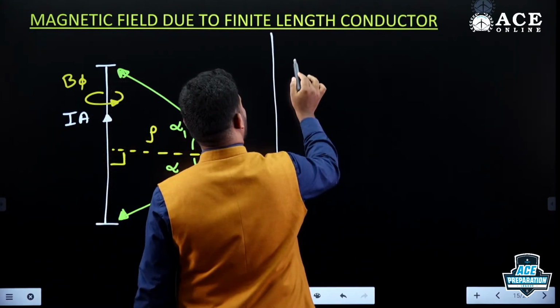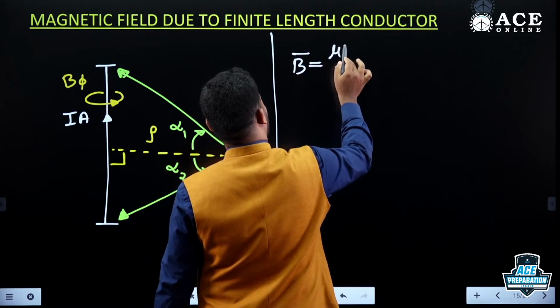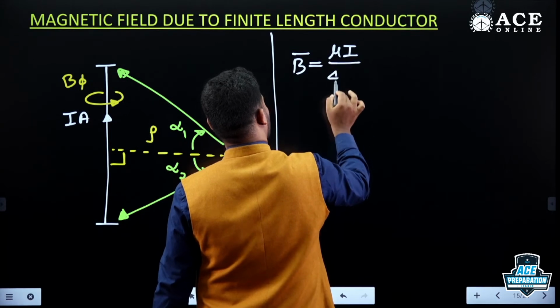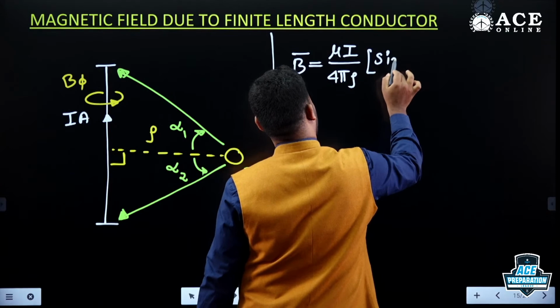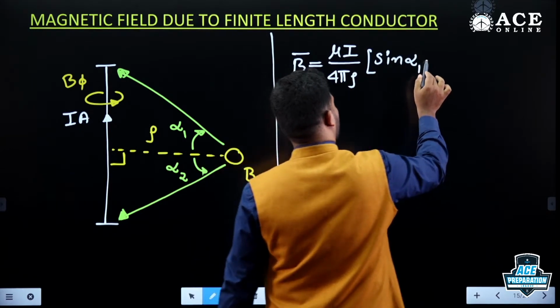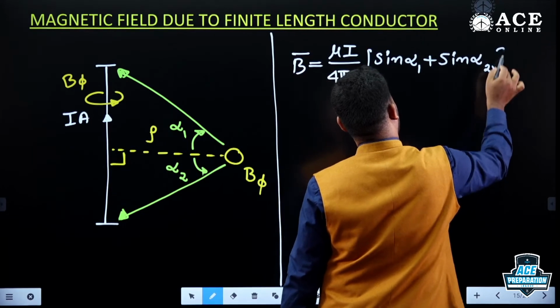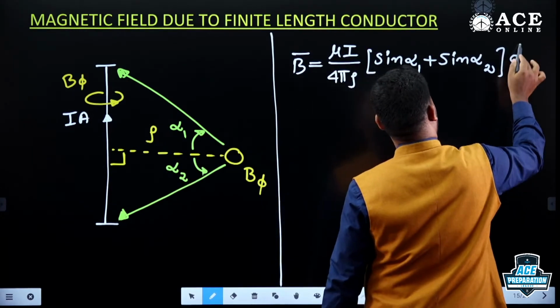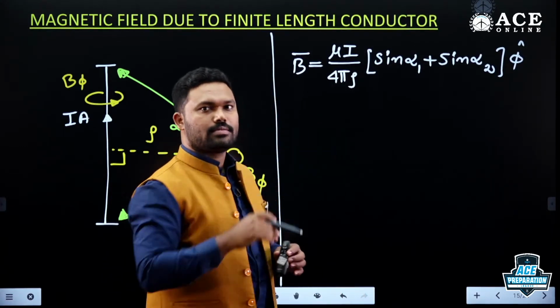What is the magnetic field due to the finite length conductor? The vector B is equal to mu into I divided by 4 pi rho into sin alpha 1 plus sin alpha 2 into phi cap. That is, in the phi direction.